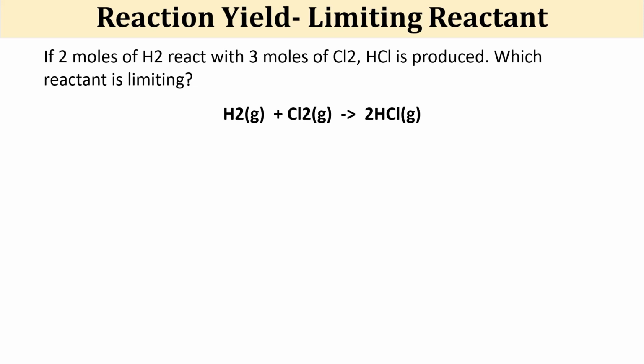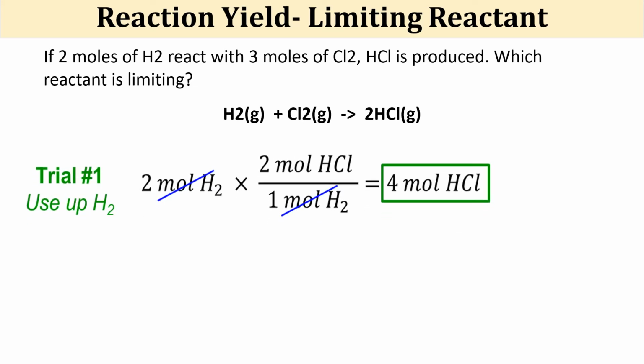For example, in trial 1, we know that H2 and HCl are present in a 1:2 ratio. And we know that 2 moles of H2 is reacting. So 2 moles of H2 times 2 moles of HCl produced over 1 mole of H2, as per the equation stoichiometry, 4 moles of HCl will be produced.